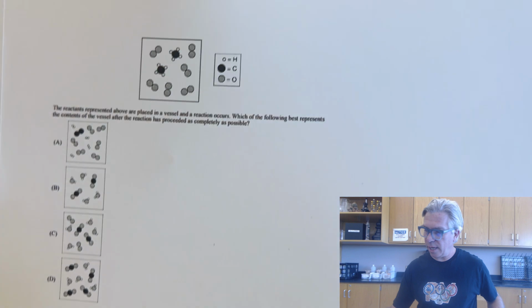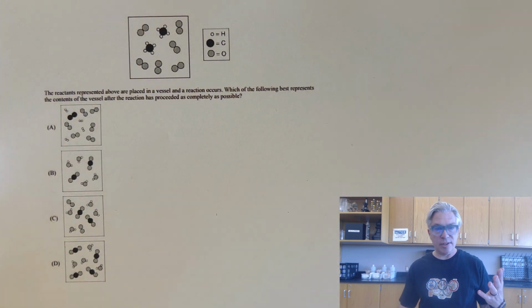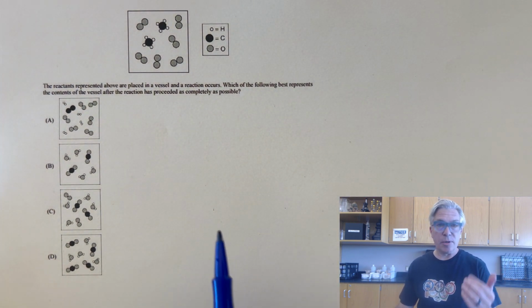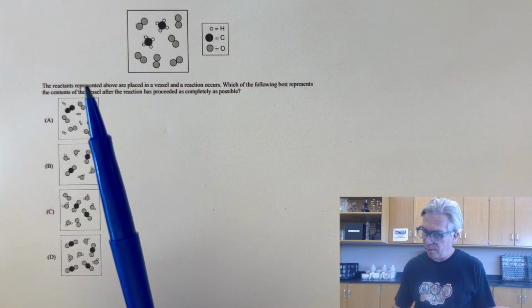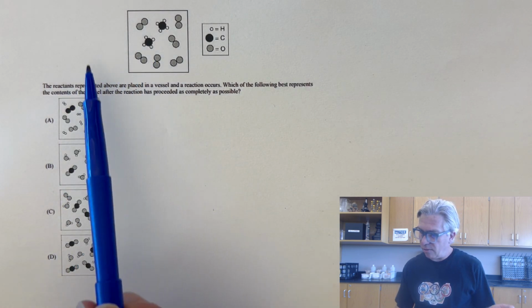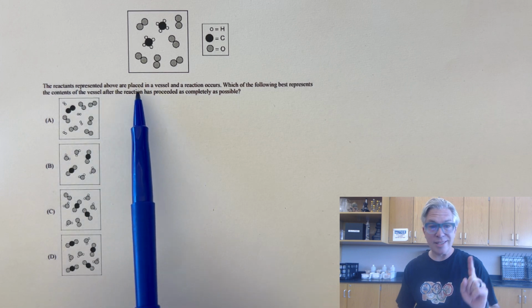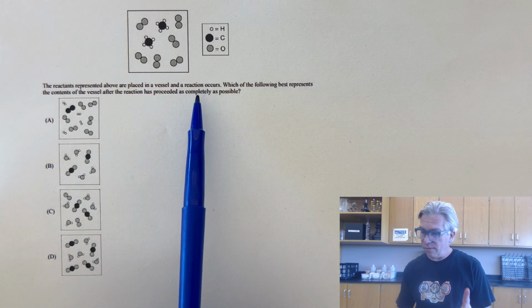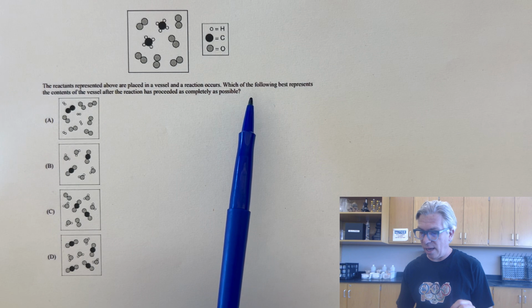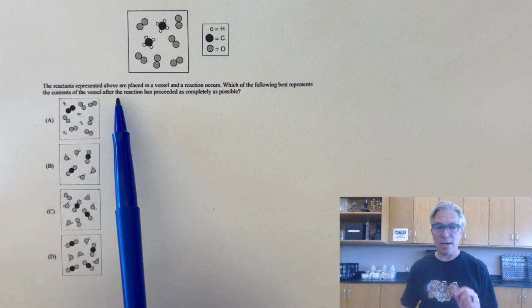Next up, we have a couple of models to look at. And you can go ahead and pause the video if you want. We'll do one and then I'll do a pause the video with you. So here we have a mixture. The reactants represented above are placed in a vessel and a reaction occurs. So they tell us a reaction occurs. Which of the following best describes the contents of the vessel after the reaction has proceeded as completely as possible?